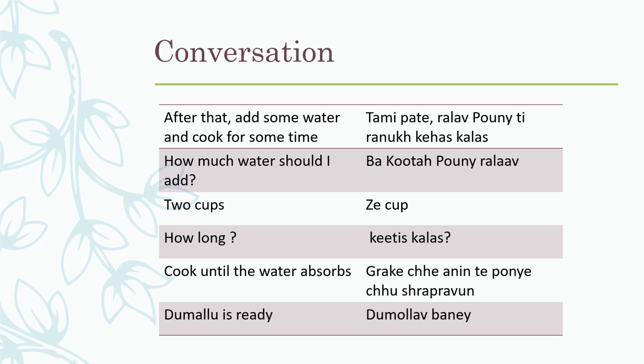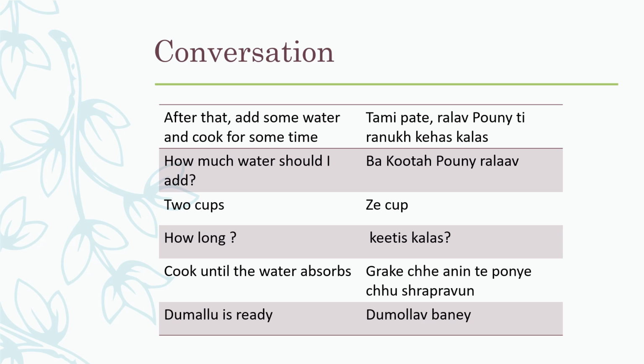After that, add some water and cook for some time. Tame pat ralav poin te ranuk kehas kalas. Tempat means after that. Ralav poin means add water. Te means and. Ranuk means to cook. Kehaskalas means for some time.